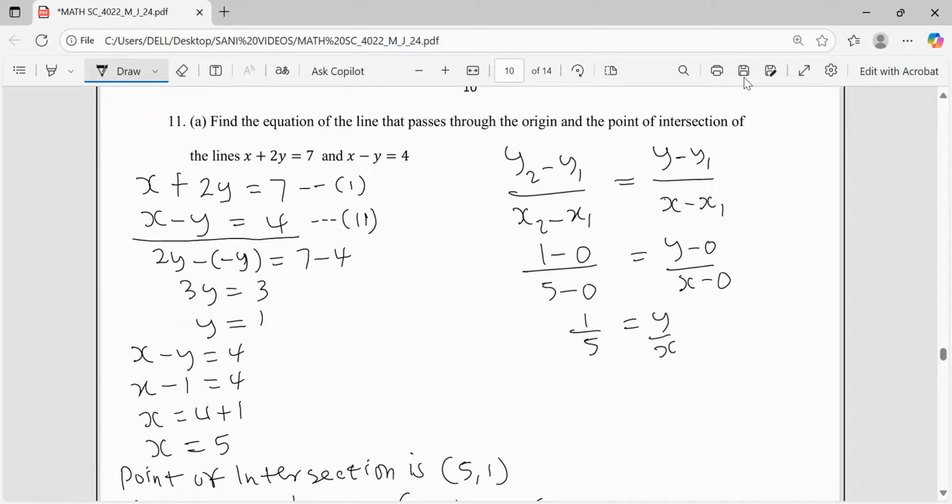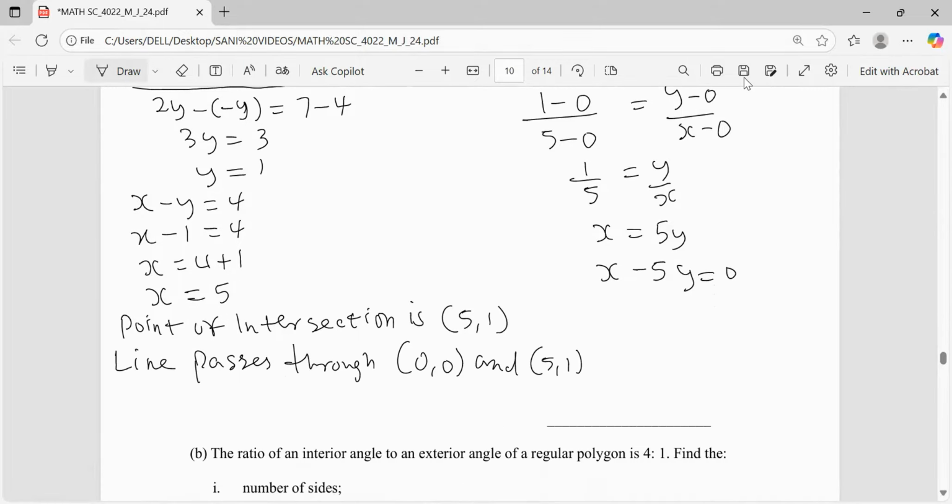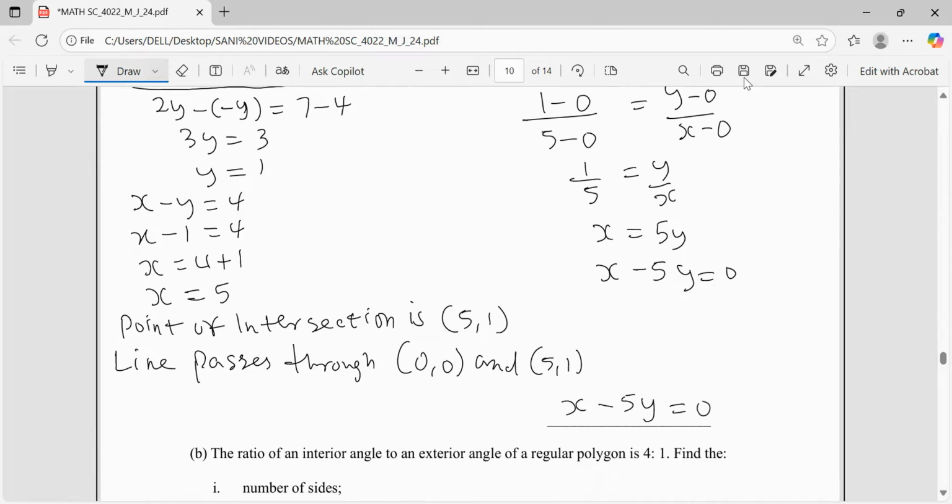Therefore, the equation of that line is x equals 5y. We can also write it as x minus 5y equals 0. So that is the equation of the line, x minus 5y equals 0.